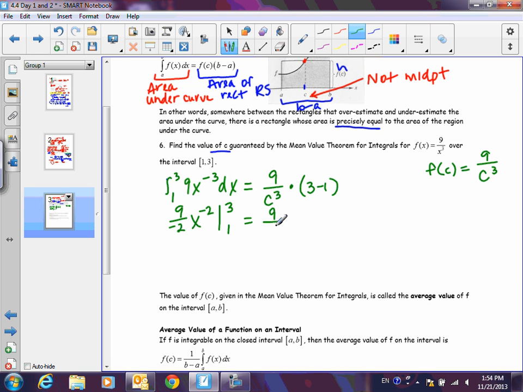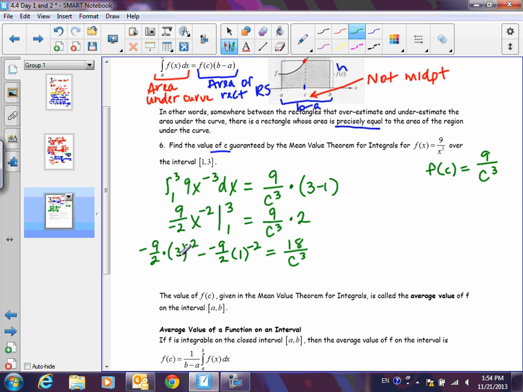Over here on the right side, I have 9 over c cubed times 2. All right, so now let's plug in 3. So I have negative 9/2 times 3 to the negative 2, minus, and now we're going to plug in 1: negative 9/2 times 1 to the negative 2. And then over here on the right, I get 18 over c cubed. Everybody with me? This whole left side is number crunching now.